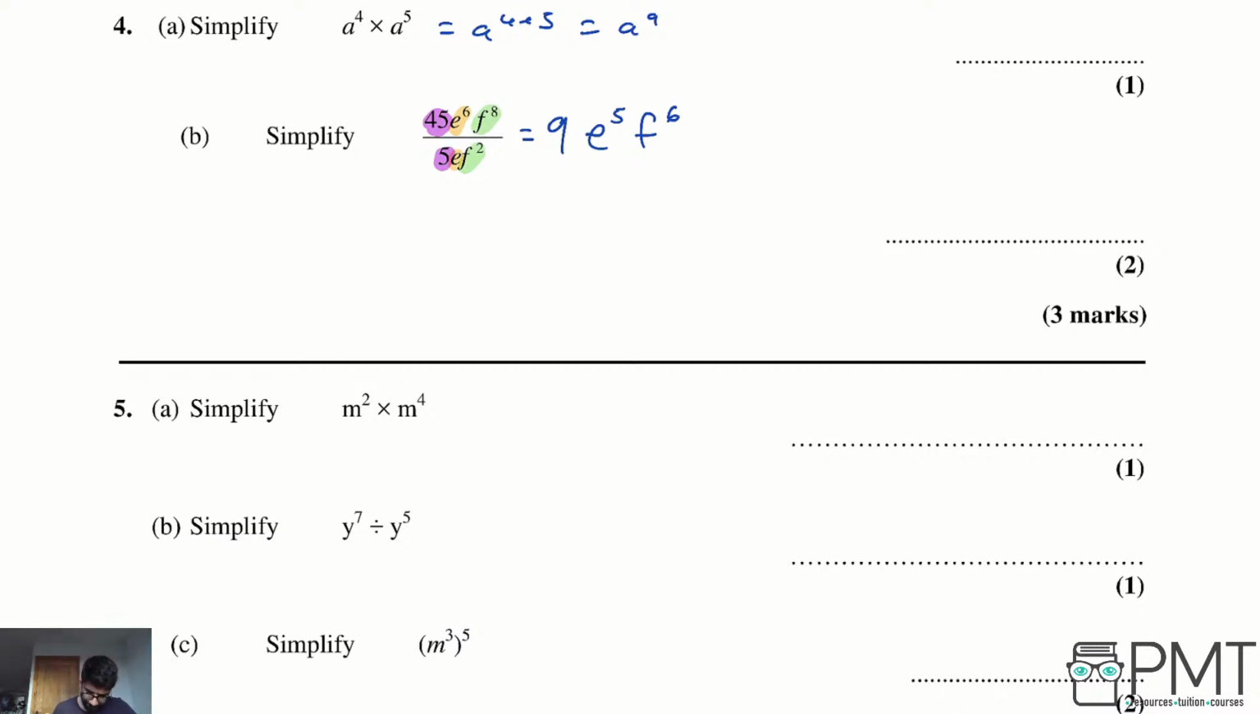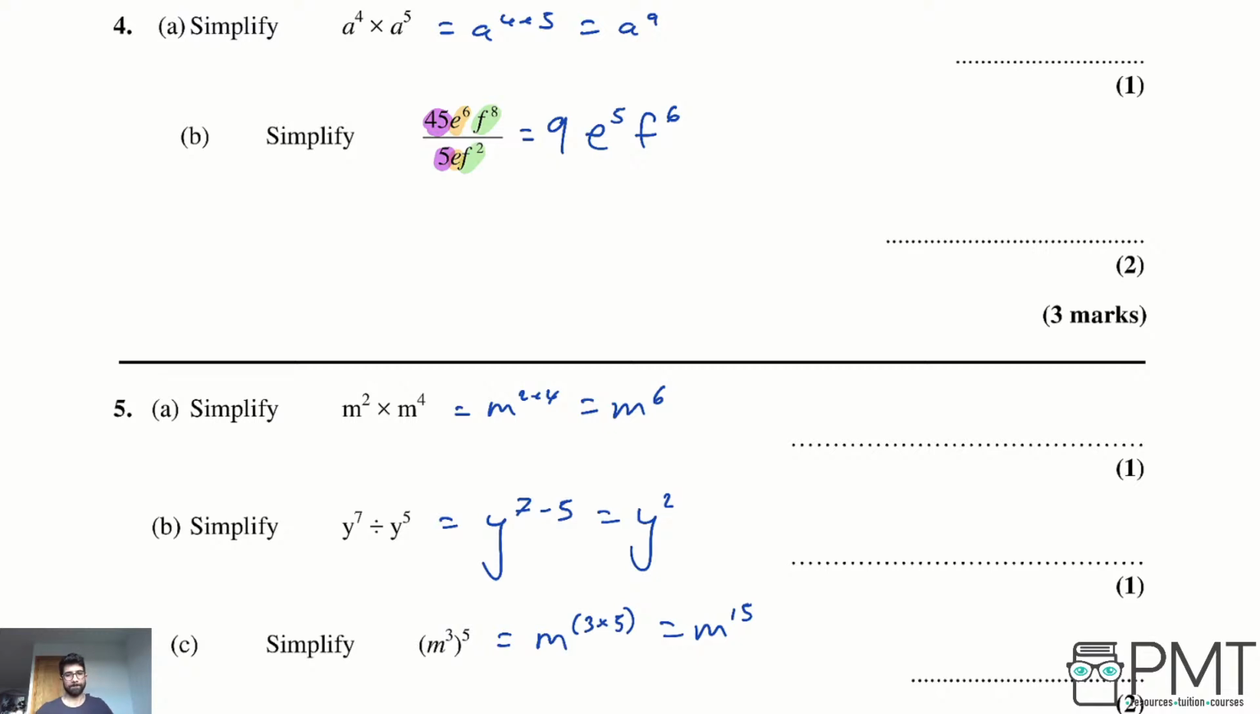So 5, same base, m to the 2 plus 4 is m to the 6. We take away y squared. And then this is the third rule that we saw. This is m to the 3 times 5. So m to the 15.